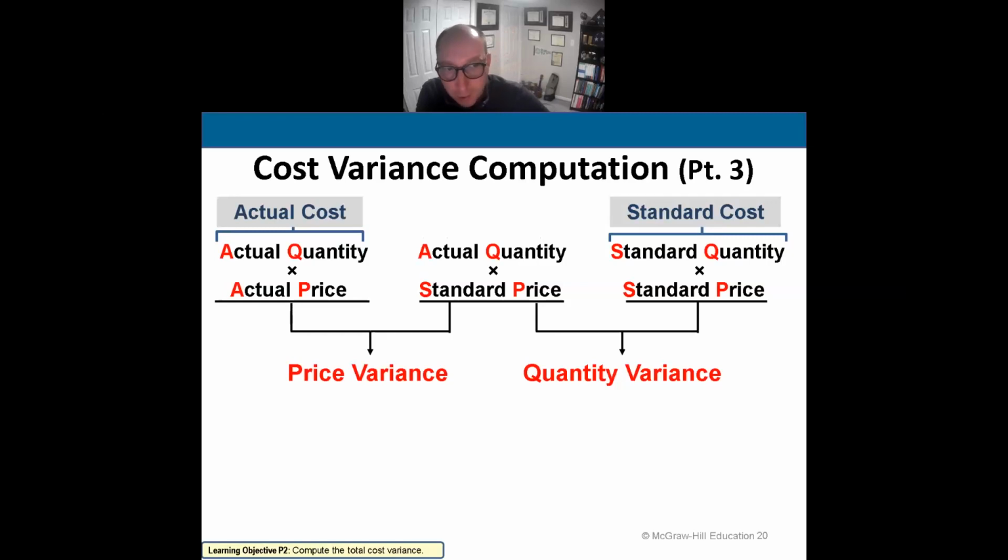So the actual cost is the actual quantity times the actual price. To find the price variance, we take the actual quantity times the actual price minus the actual quantity times the standard price. It gives me the price variance.